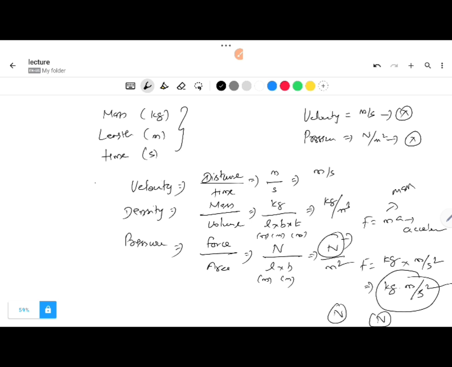Similarly, if you take torque, or a similar quantity, moment, the relationship is force into perpendicular distance. Force is measured in Newton, and the distance is measured in meter, so the unit is Newton meter. In this way, if you understand the concept, you can easily remember the units. So yeah, thank you.